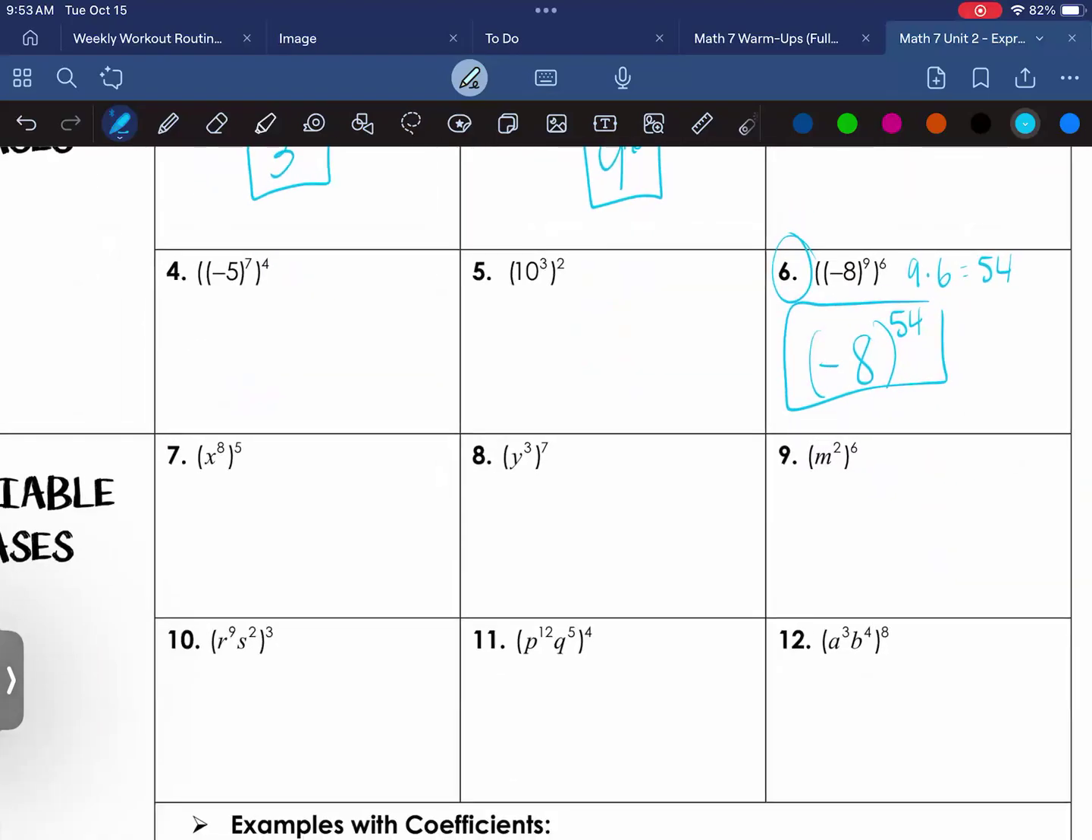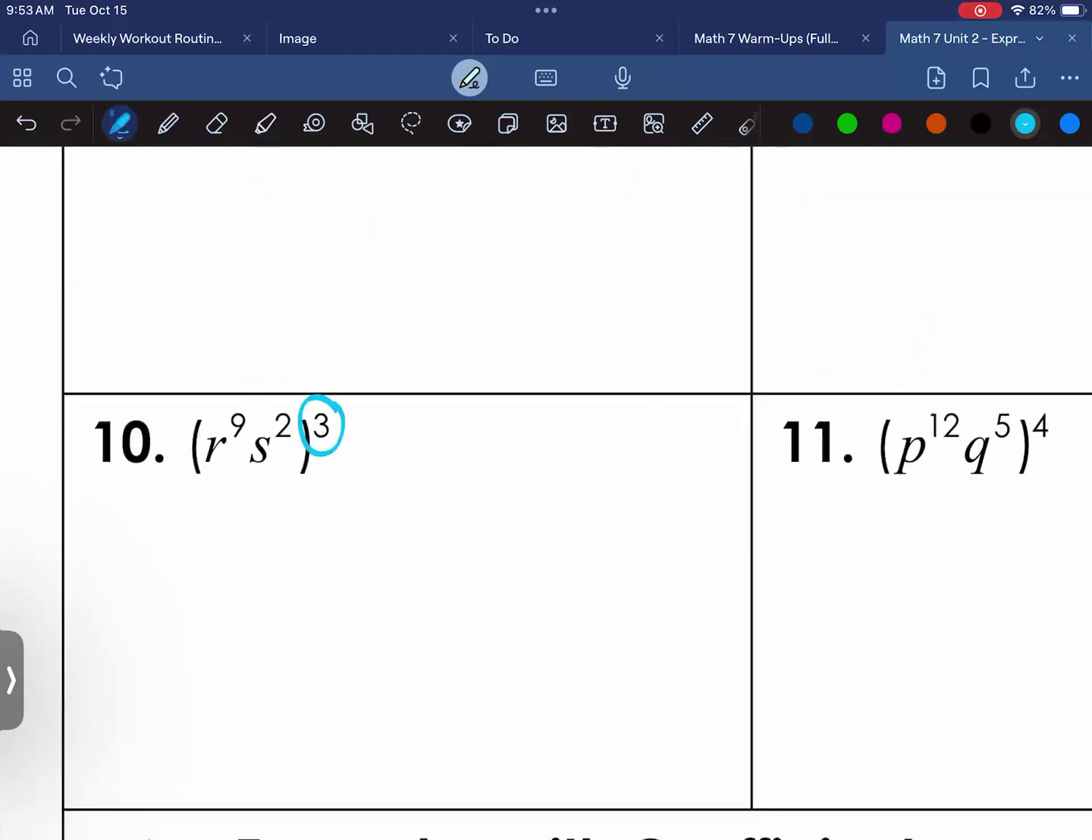All right, and then same thing down here with our letters. When you have 2 variables, you will go ahead and distribute this exponent and multiply it to everything on the inside. That works if there's a coefficient in there as well. So let's go ahead and try number 10. Our bases of R and S will stay the same. So for R, I had 9 as my exponent. So 9 times that 3 out here. That will be 27. So my new exponent for R is 27.